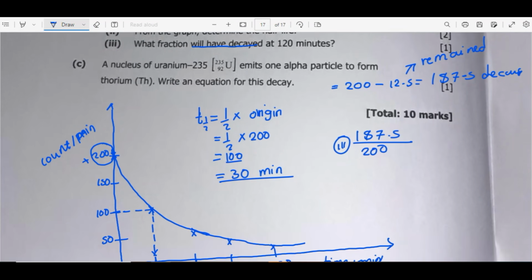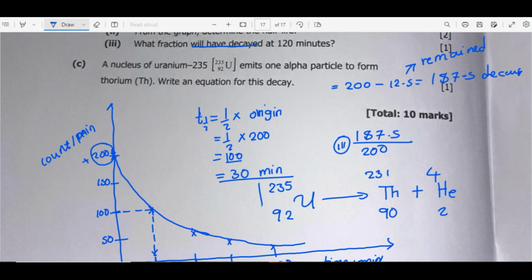For the last one, a nucleus of uranium, given the mass number 235 and the atomic number 92, emits one alpha particle to form thorium. We are given the daughter atom. So what do you do whenever you are asked to write an equation for the decay that involves emission of one alpha particle? The mass number, you subtract 4 units. 235 minus 4 is 231. 92 minus 2, you get 90, plus the alpha particle. So this is the answer for question C.